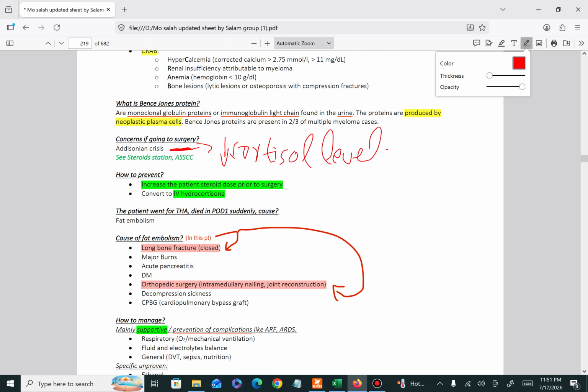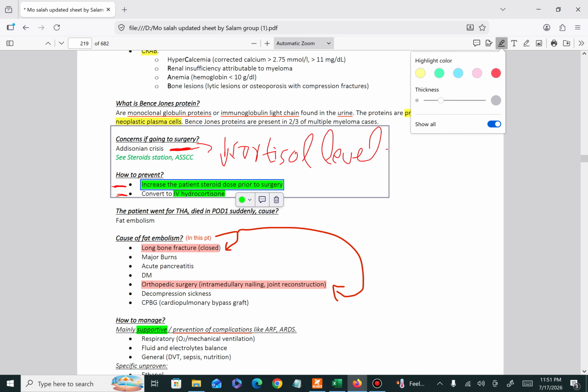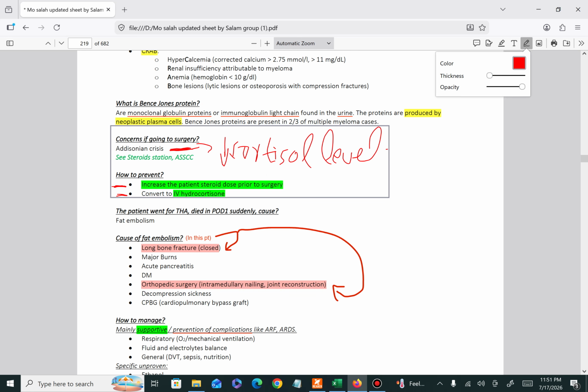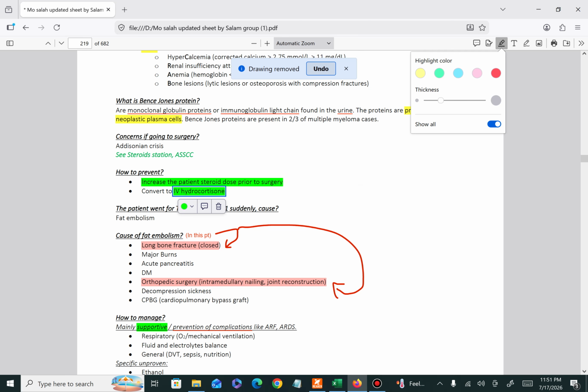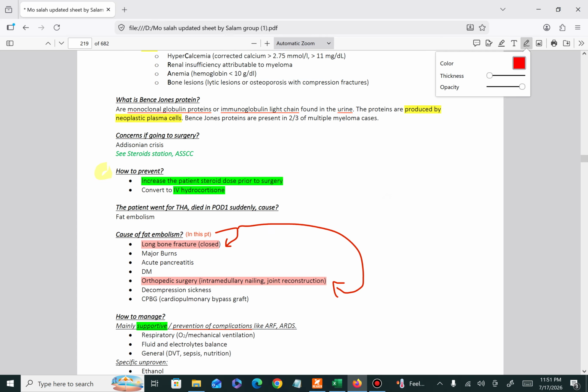How do we prevent Addisonian crisis in this patient? There are two things we can do. Increase the patient's steroid dose prior to the surgery, and then convert it to hydrocortisone. So these are the two main things to do before surgery to prevent Addisonian crisis.